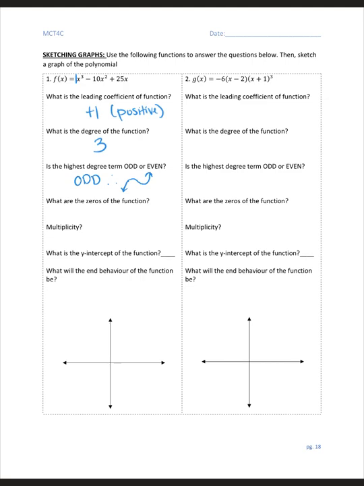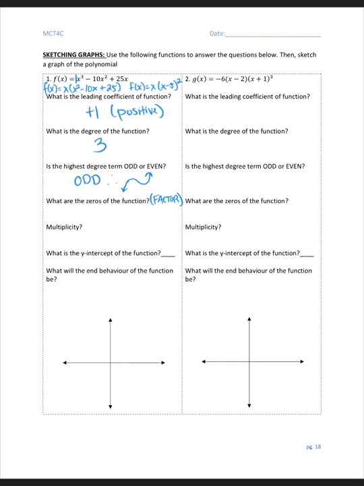So what are the zeros of this function? In order to identify the zeros, we're going to need to factor the equation. We need to get it into factored form. So if I was to factor this, I'm going to start by common factoring out an x. So I'll be left with x squared minus 10x plus 25. And then looking inside the brackets, I see I have a perfect square trinomial. So that x squared minus 10x plus 25 is going to factor to (x minus 5) squared.